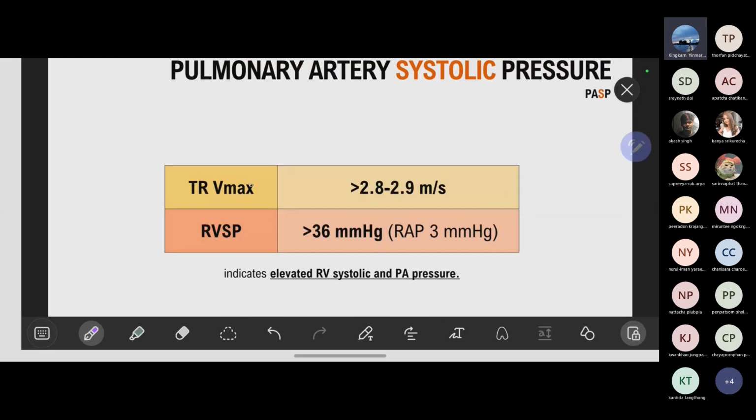And max velocity is more than 2.8 or 2.9, it indicates elevated RVSP. And RVSP more than 36 millimeters of mercury also indicates elevated RVSP.